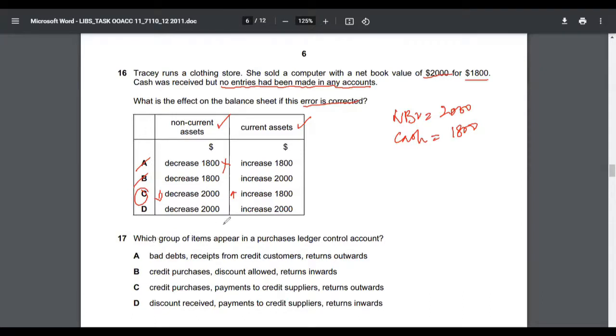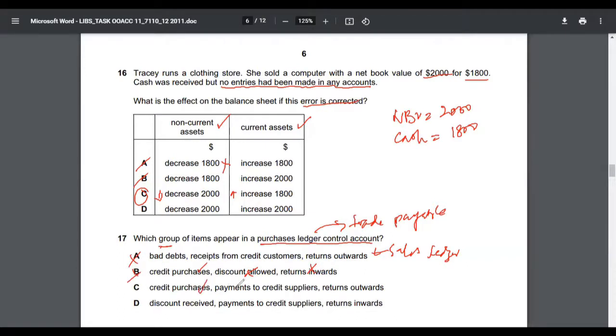Multiple choice 17. Which group of items appear in purchases ledger control account? The purchases ledger control account is about trade payables, so let's look into the options. Option A is about the sales ledger, so it is wrong. In option B, we can see credit purchases, but return inwards is not that, and not even discount allowed. So option B is wrong.